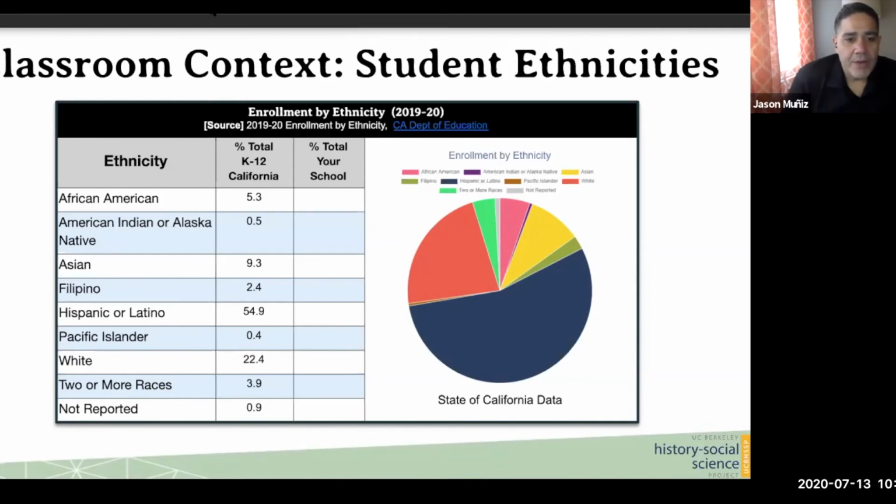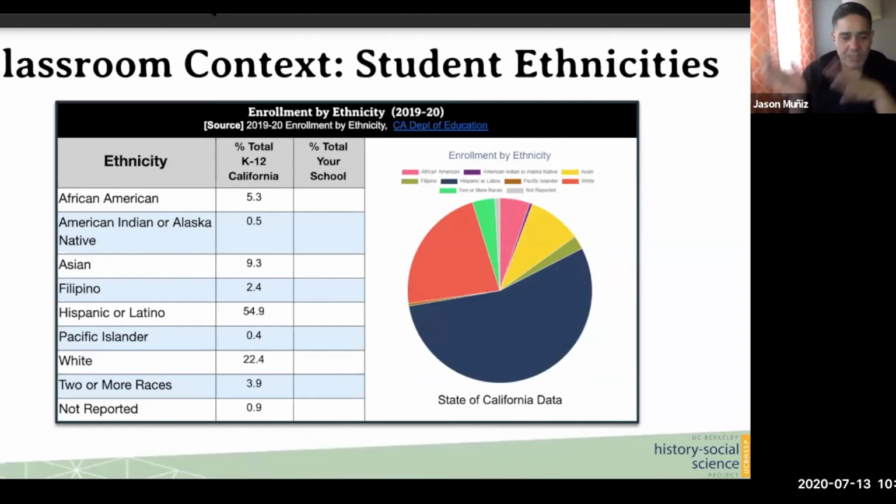American Indian, Native American, or Alaskan Native, that probably would have been closer to 2 to 5%. Asian, 2 to 5%. If we're using Asian Pacific Islander, maybe a little bit larger. Hispanic Latinx, that would have been probably closer to 60%. And white probably less than 8%.